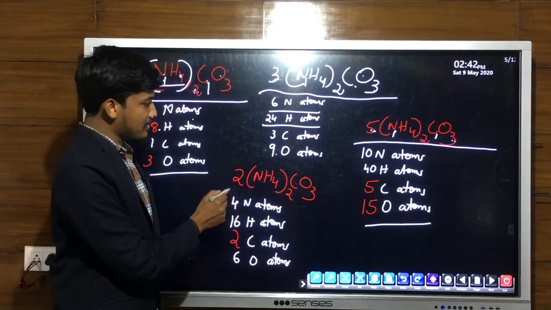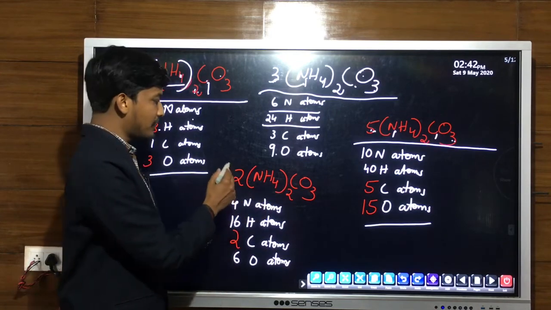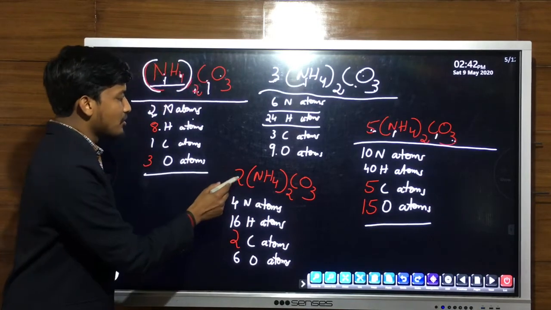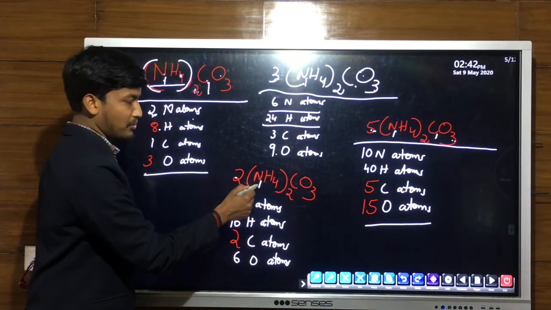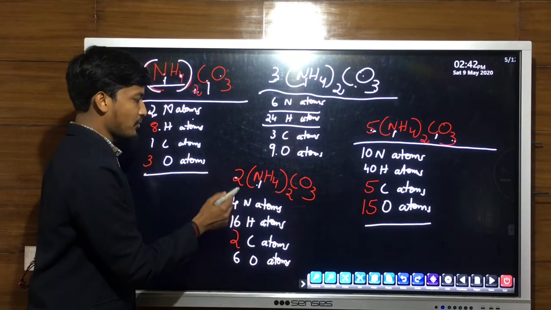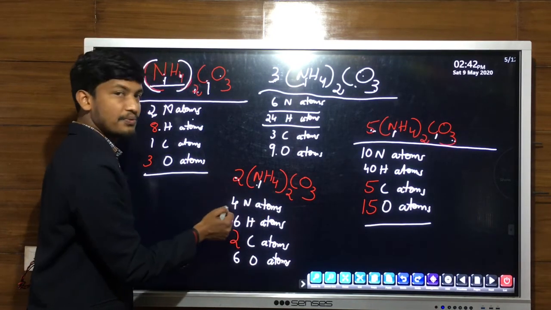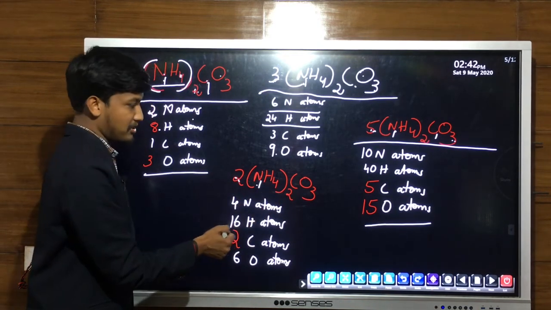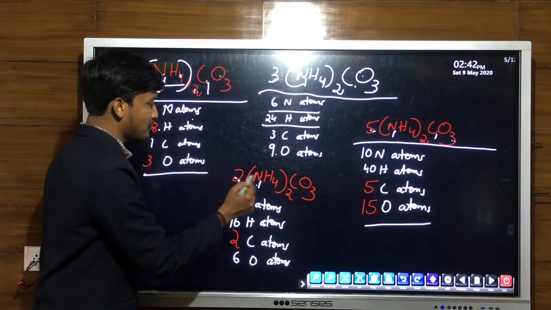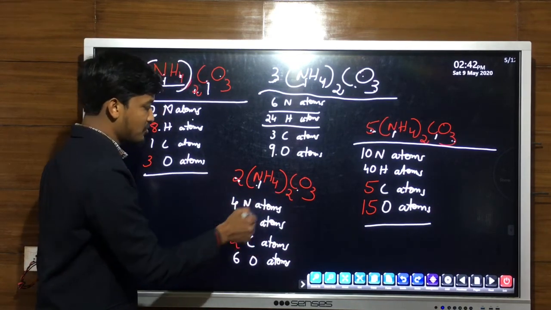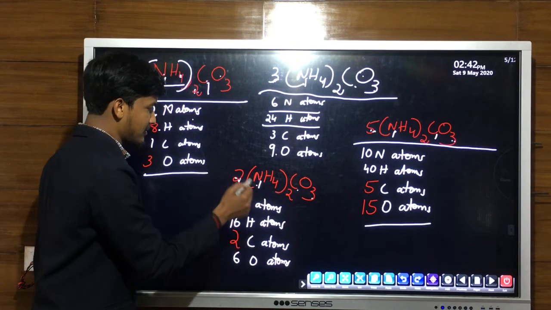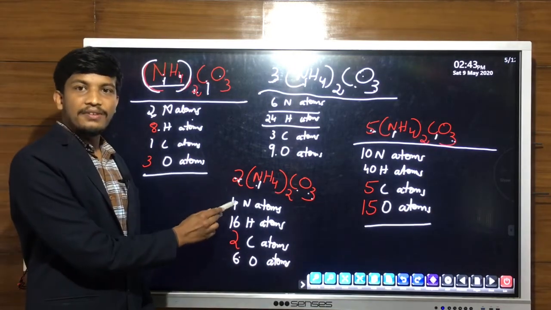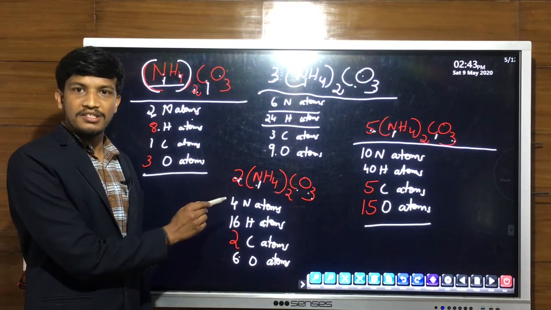Next is 2(NH4)2CO3. The coefficient is 2, so multiply by 2. 2 ones are 2, 2 twos are 4, 4 nitrogen atoms. Now hydrogen, 2 4s are 8, 8 2s are 16, 16 hydrogen atoms. Now carbon, 2 ones are 2, 2 carbon atoms. Oxygen, 2 3s are 6, 6 oxygen atoms. So in this way we can count the number of atoms of any element in the given compound.